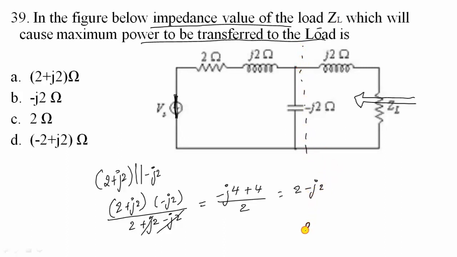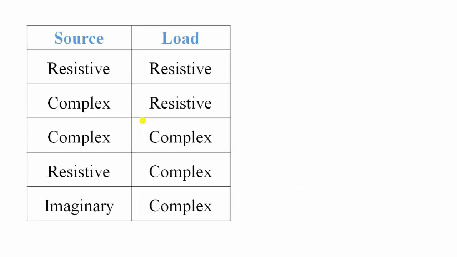This 2 minus J2 will be in series with J2. So you will be getting 2 ohms. So the ZL value should be equal to 2 ohms so that maximum power will get transferred to the load. So the corresponding option that is going to follow is option C is correct.